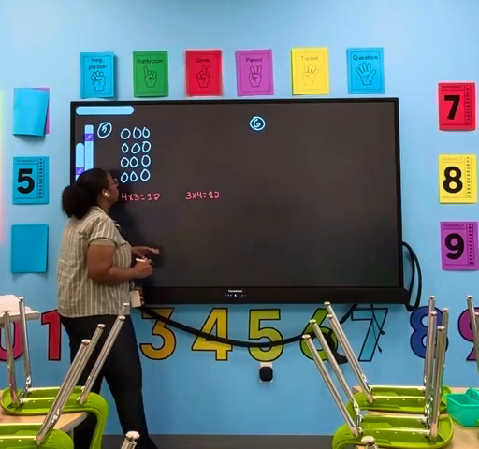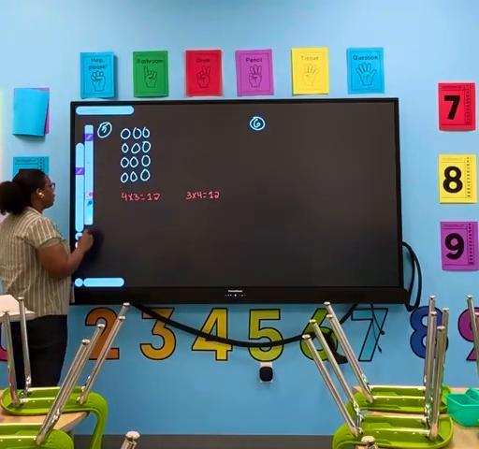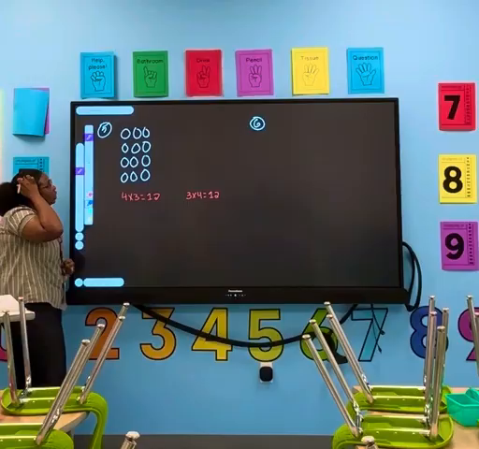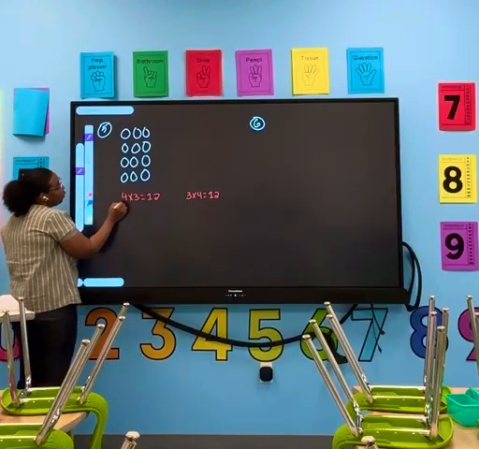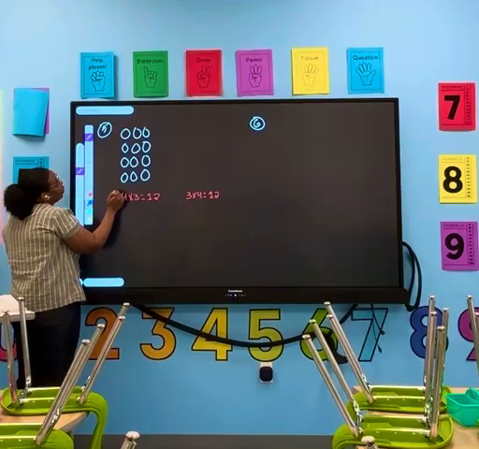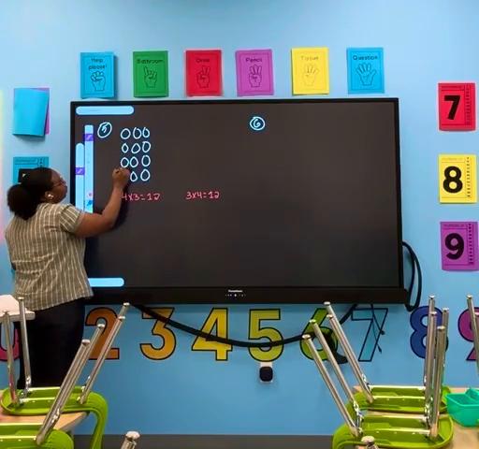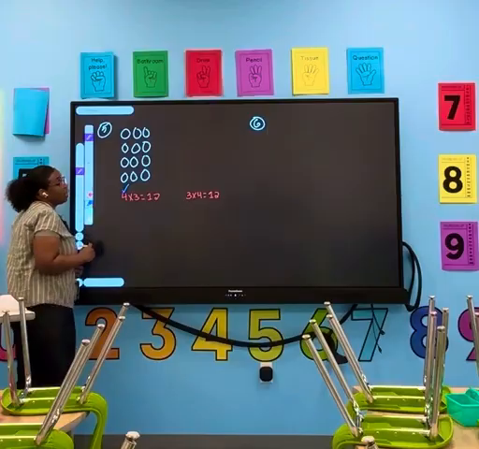Okay, so let's look at this one first. Let's double check to make sure that's exactly what our array is showing. Remember, the first number 4 is your rows. So I should have 4 rows. 1, 2, 3, 4. I do. So I'm going to give it a check.